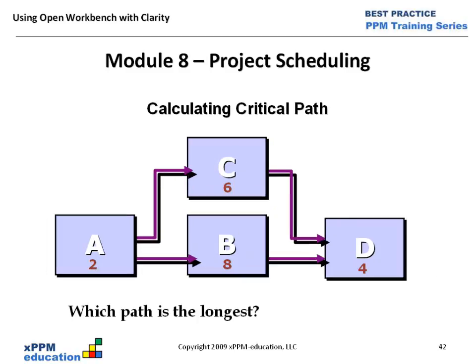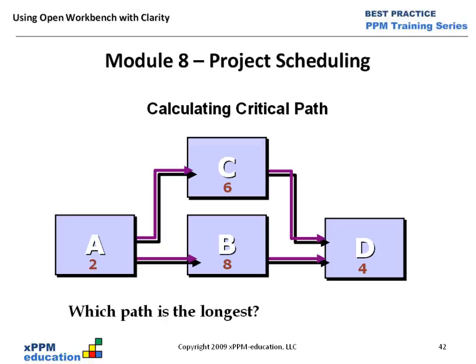And then the next thing is calculating critical path. Well, which is the longest? So now what we've done is we've taken that simple diagram and put some days duration for each task. If we now look at those two paths, what is the duration of each? The ACD path has a duration of 2 plus 6 is 8, plus 4 is 12. And the other path, A to B to D, has 2 plus 8 is 10, plus 4 is 14.